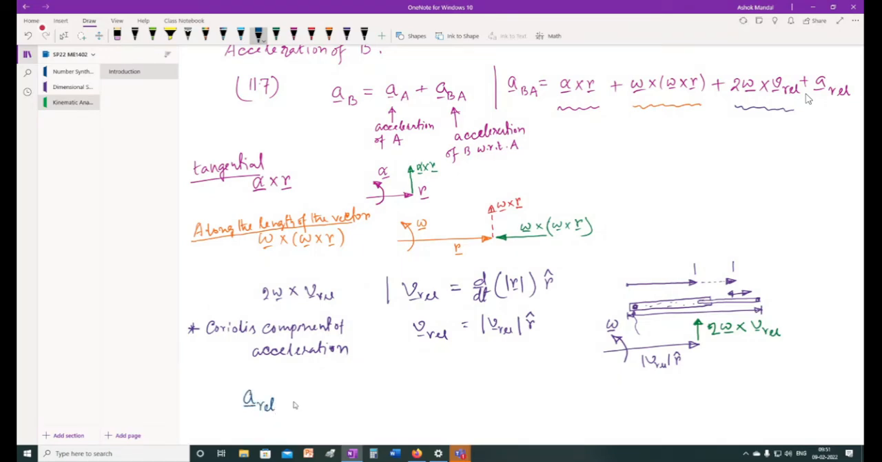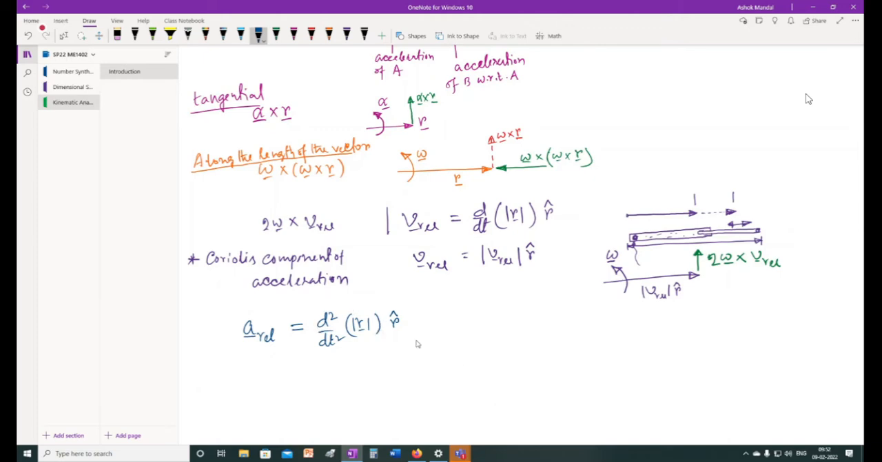A relative. What is the direction of A relative? If we write down the definition, this is d squared by dt squared of the magnitude of r, and then it is in the r direction. As we said, there is a velocity, the rate of change of length with respect to time. Now if you find the rate of change of this relative velocity with respect to time, that gives you the relative acceleration. Agreed? Yes, sir. That gives you the relative acceleration.